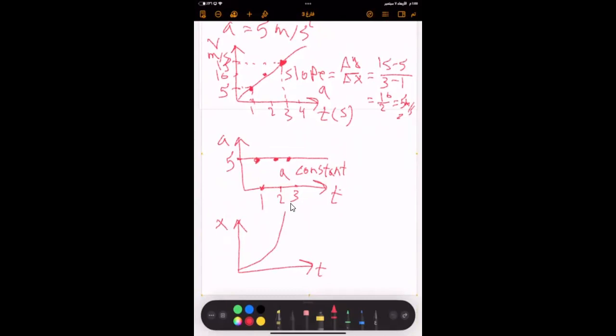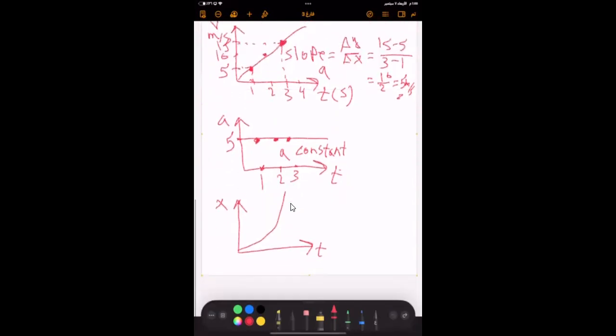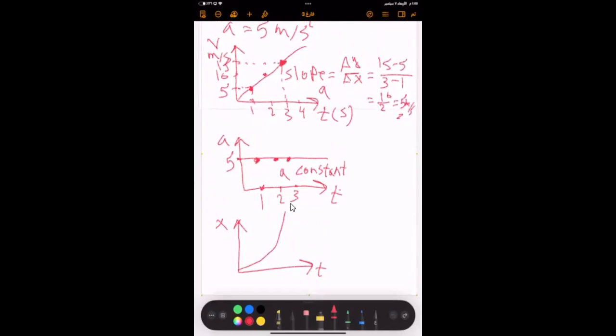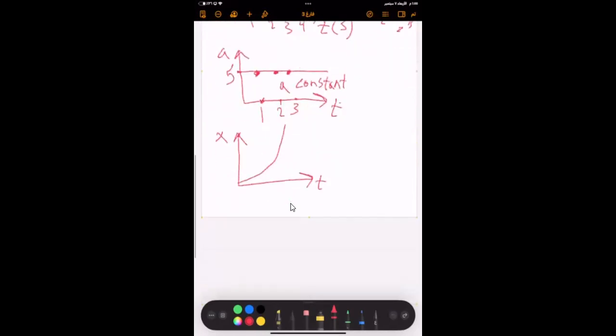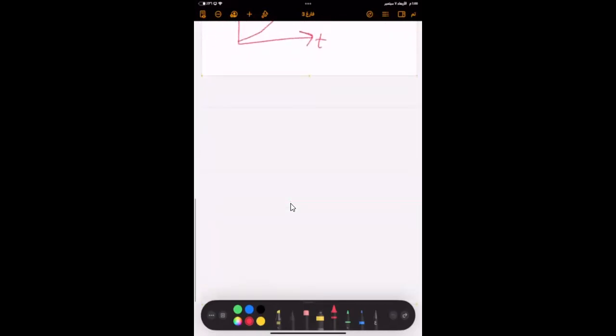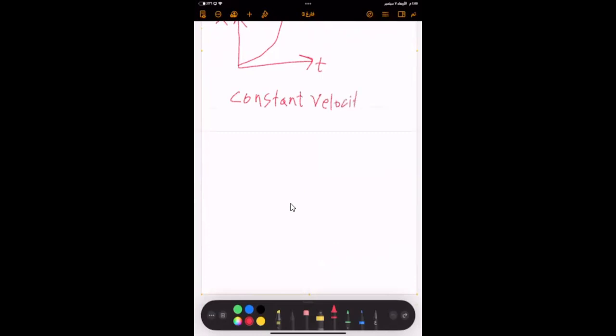Okay? This is for a constant acceleration. Now, let us compare the motion with constant acceleration and constant velocity. If the particle is moving with constant velocity, it means what? It means that a is 0, no acceleration here, because the velocity is constant.